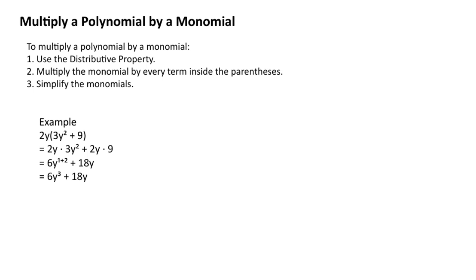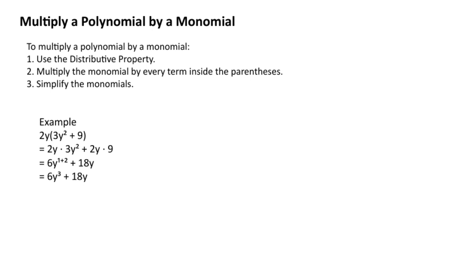We start with 2y times the polynomial in parentheses, which is 3y² plus 9. To do this, we distribute the 2y to each term inside the parentheses. So, we multiply 2y by 3y², and then 2y by 9.